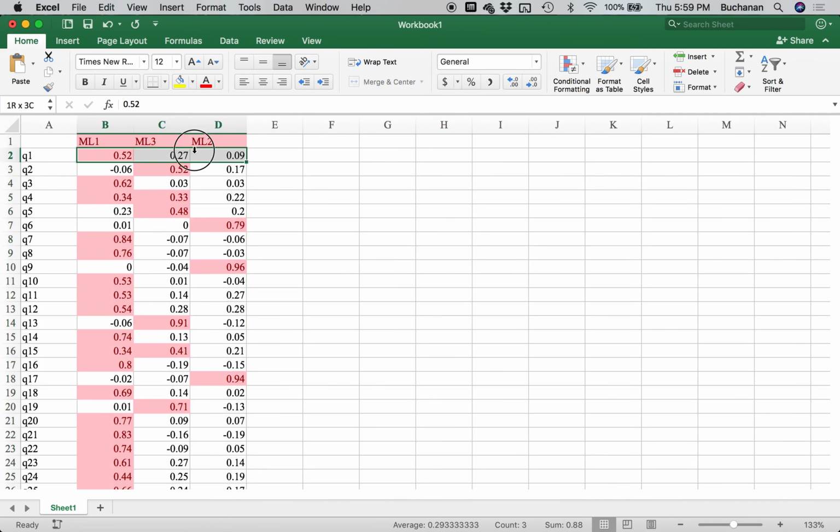And now what I can do is make sure that each row has 1 and only 1 loading. So I can tell right away that question 4 is bad because it has 2 loadings. That's what we were calling a split loading earlier. Question 15 is also bad.